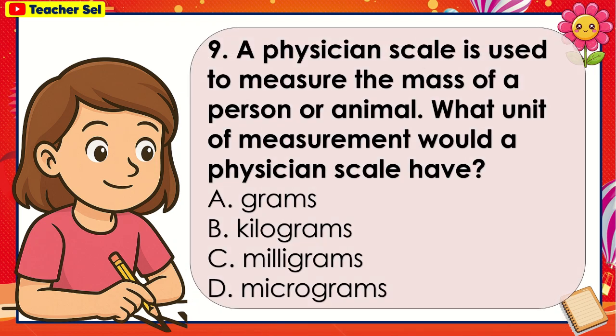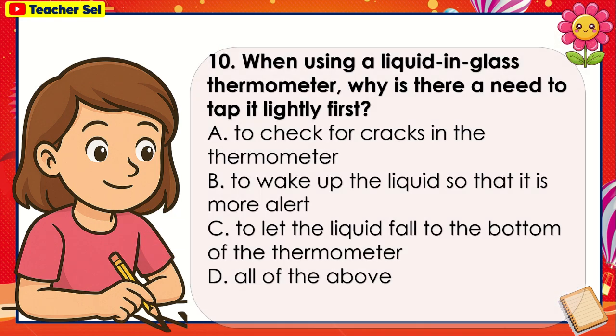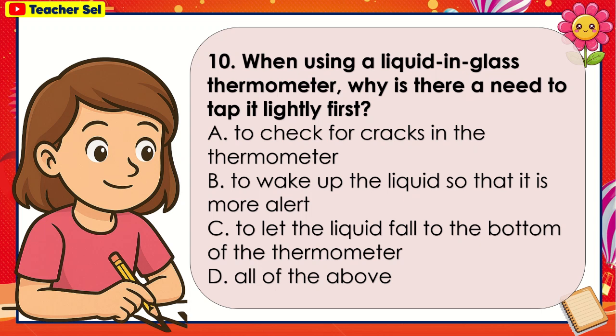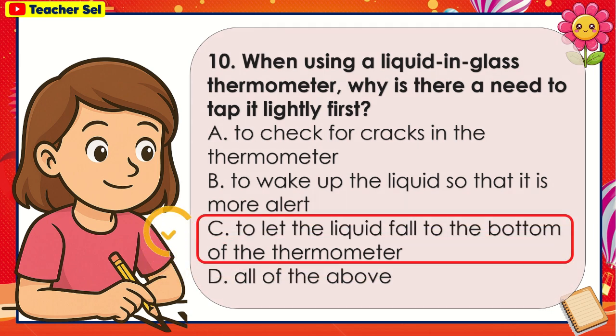A physician scale is used to measure the mass of a person or animal. What unit of measurement would a physician scale have? It is letter B, kilograms. When using a liquid in glass thermometer, why is there a need to tap it lightly first? You're right, it's letter C.